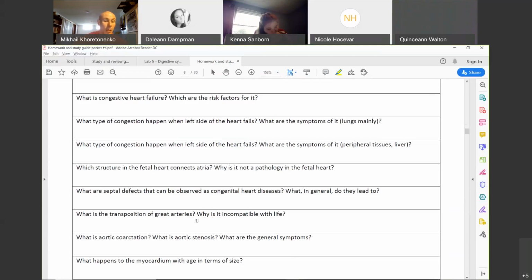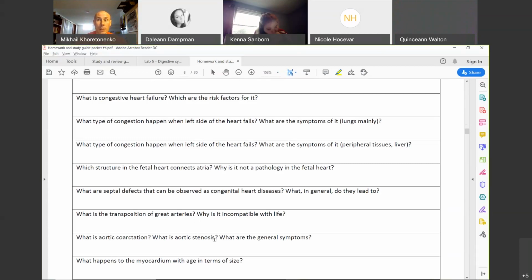Coarctation of aorta and aortic stenosis are basically two forms of the same condition, when the aorta is narrowed down. Stenosis usually occurs at the longer patch of aorta. It's overall like this, while coarctation is usually a very narrow fragment of aorta that's like this instead of being this.